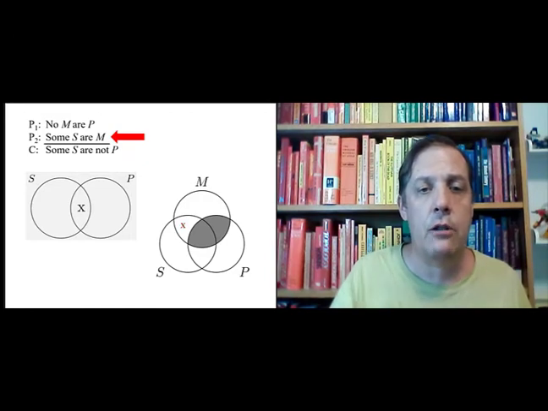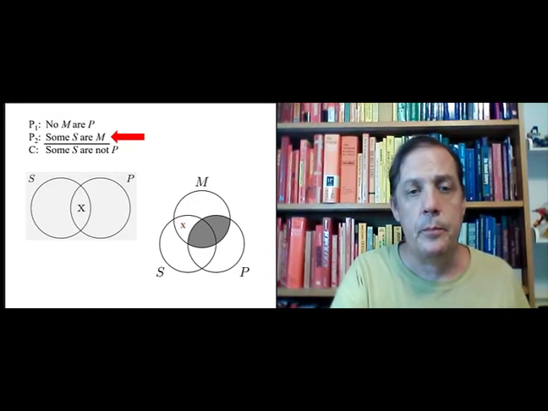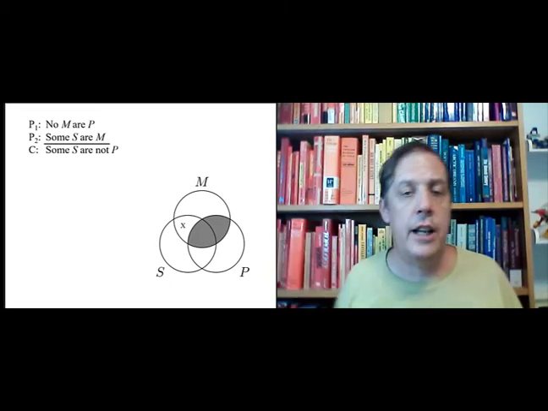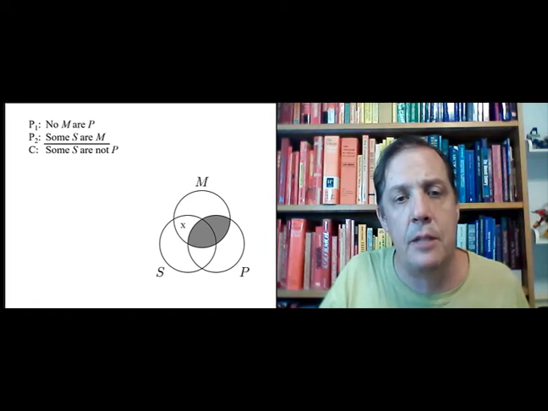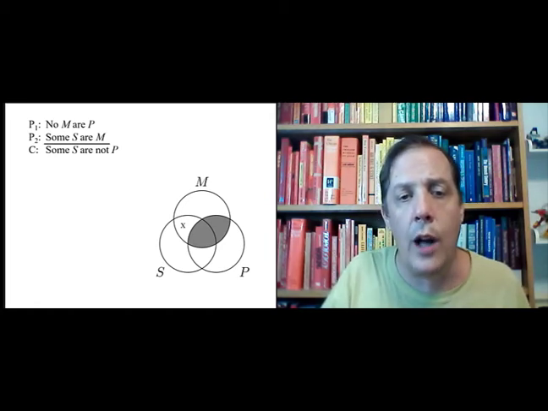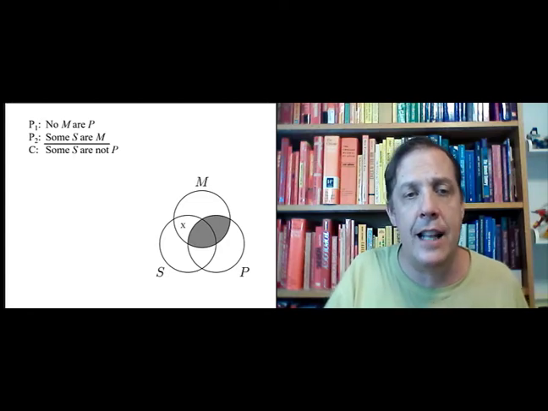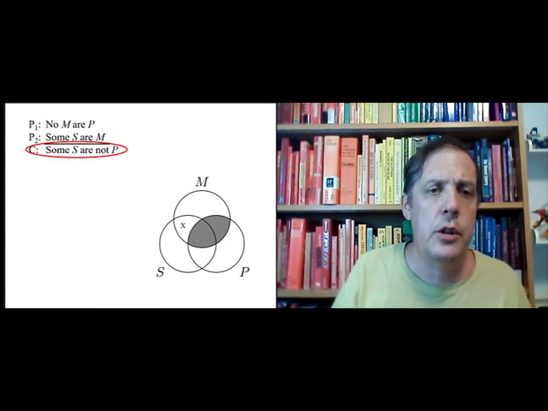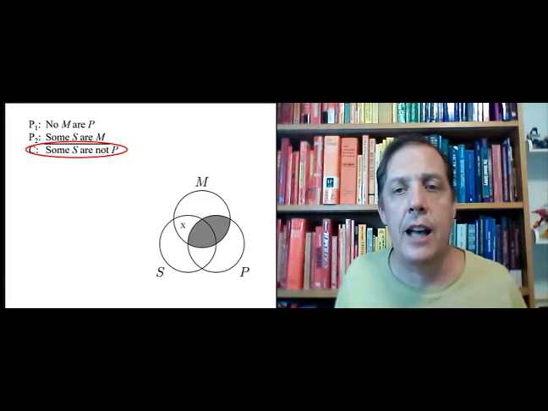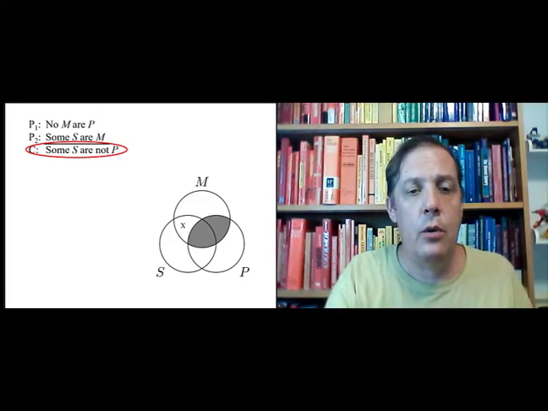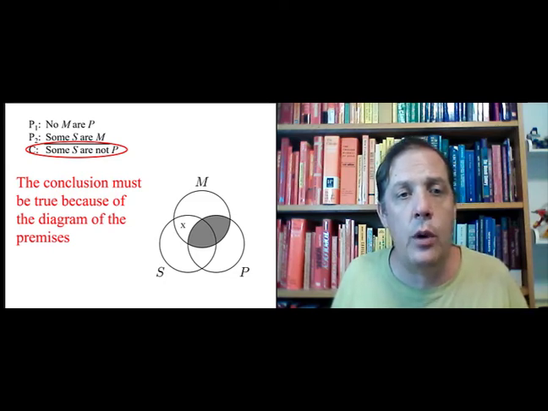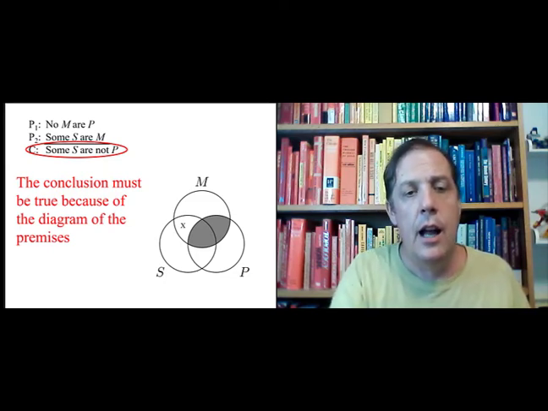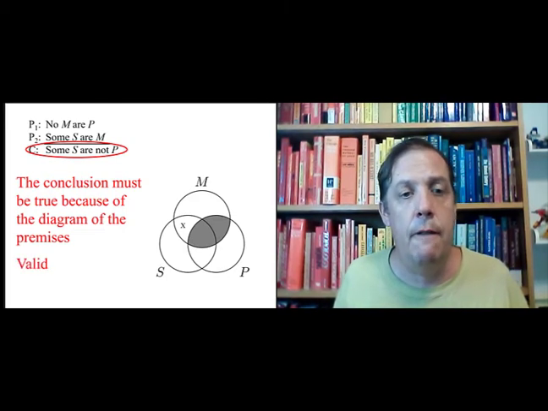So this is the final diagram for the full argument, right? We see that we've shaded the areas that are both M and P, and put an X in the one remaining area that is both S and M. Now what was our conclusion? Our conclusion was some S are not P. And we can tell that the conclusion must be true because of the diagram of the premises. Look at the X. We've put the X in an area where it is S but not P. And that means that the argument is valid.